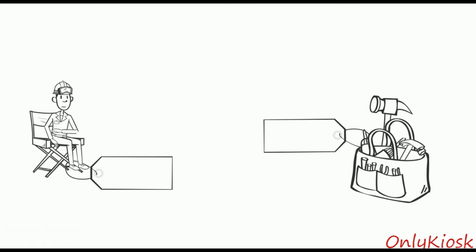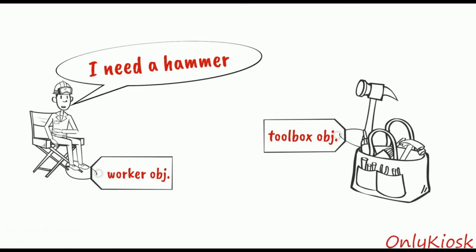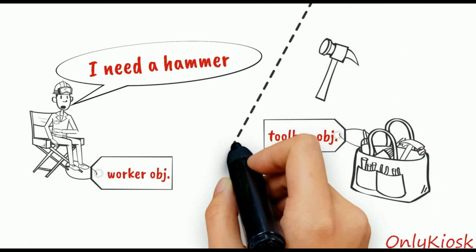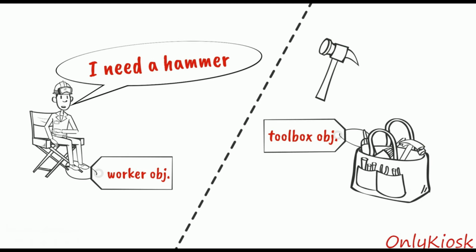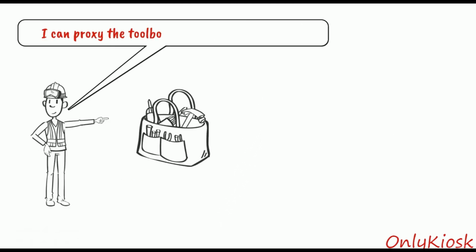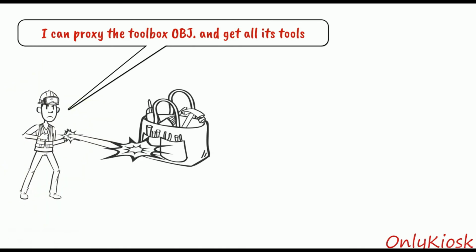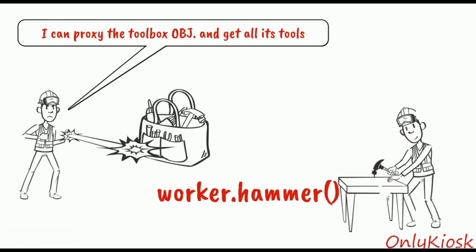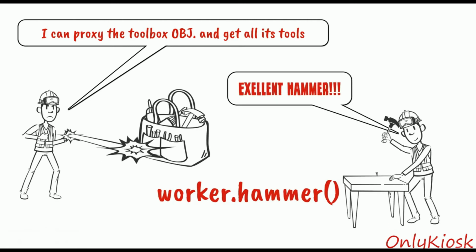For example, we got two objects here, worker and toolbox. The worker object needs a hammer method, but it does not have one. The toolbox object has the hammer method we need. Before the proxy feature was introduced, we could only access the hammer using toolbox.hammer, but this can be inconvenient. Proxy has solved this problem for us. The worker object can proxy the toolbox object. Then the worker object will gain all methods the toolbox object has, including the hammer method. As a result, we can use the hammer using worker.hammer.